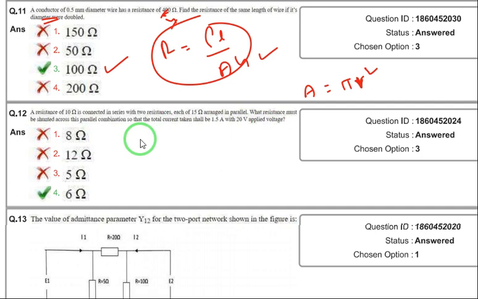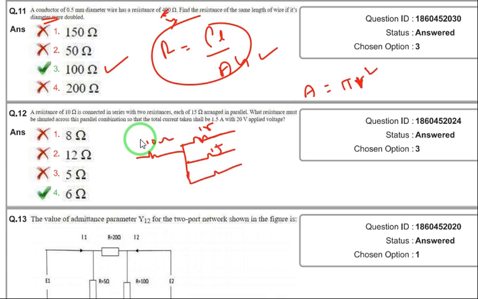A resistance of 10 ohms is connected with two resistors each of 15 ohms arranged in parallel. This is 15 and another is 15 and another resistance we don't know, let it be X. This is the combination: the 10 ohms resistance in series with the combination of 15 ohms, 15 ohms and X, which are in parallel. How much voltage is he applying? 20 volts he is applying. What does he have to calculate? See here, what resistance must be shunted across the parallel combination? This X you have to calculate. 20 ohms current.